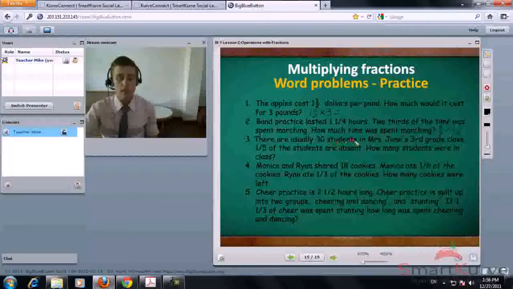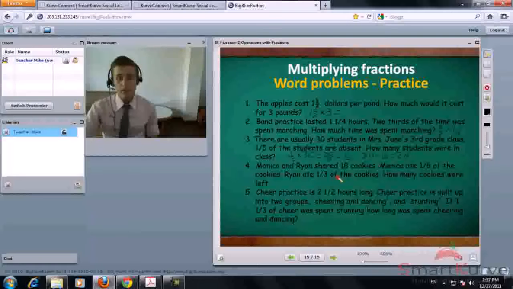There are usually 30 students in Mrs. June's 3rd grade class. 1/5 of the students are absent. How many students were in class? Well, we know that 1/5 of a class of 30 were absent. That's going to give us the number of children that were absent. 30 over 5, 30 divided by 5 is 6. 6 students were absent. How many students were in class? Well, 30 students total minus the 6 students that were absent gives us 24 students were in class.